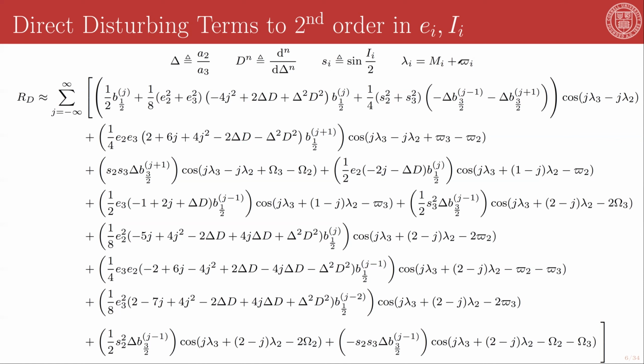Again, remember, this is capital omega plus lowercase omega, the sum of the argument of periapsis and the longitude of the ascending node. We plug all of this into that quadruply nested infinite series that we wrote down for the direct part of the disturbing function.